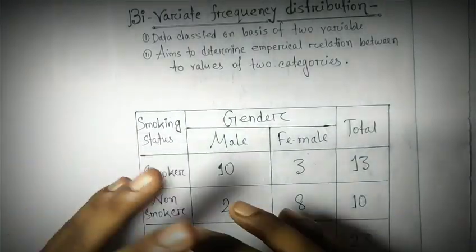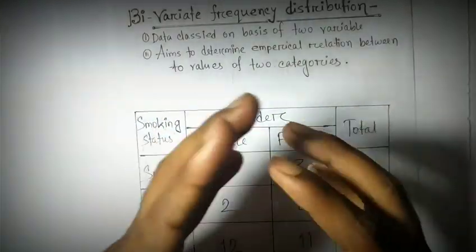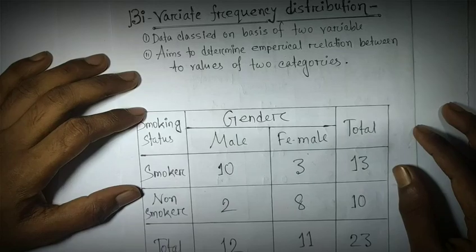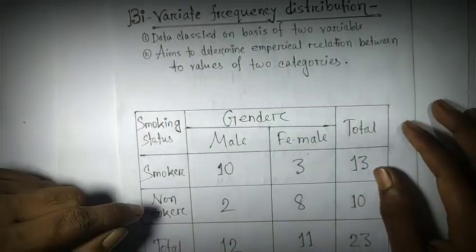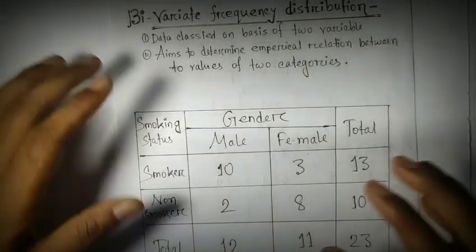That means in this diagram we can understand gender, which is a variable, as well as smoking status, which is another variable. To be more exact, we are presenting two variables in a frequency distribution. So it will be a bivariate frequency distribution.